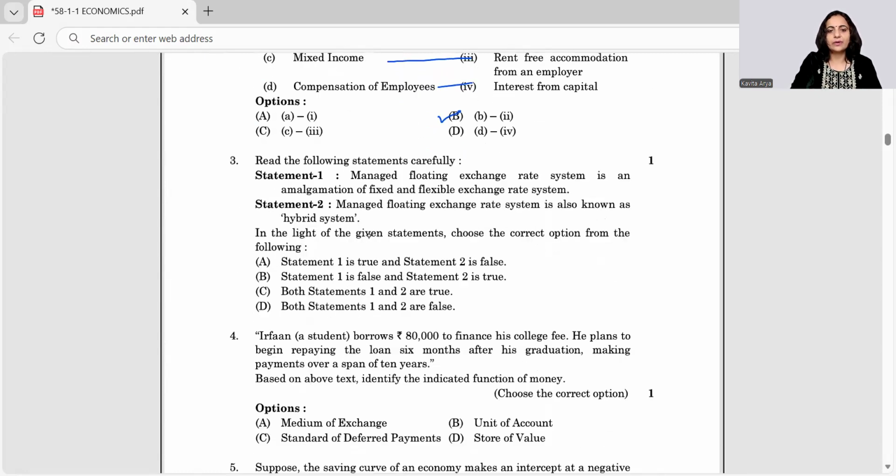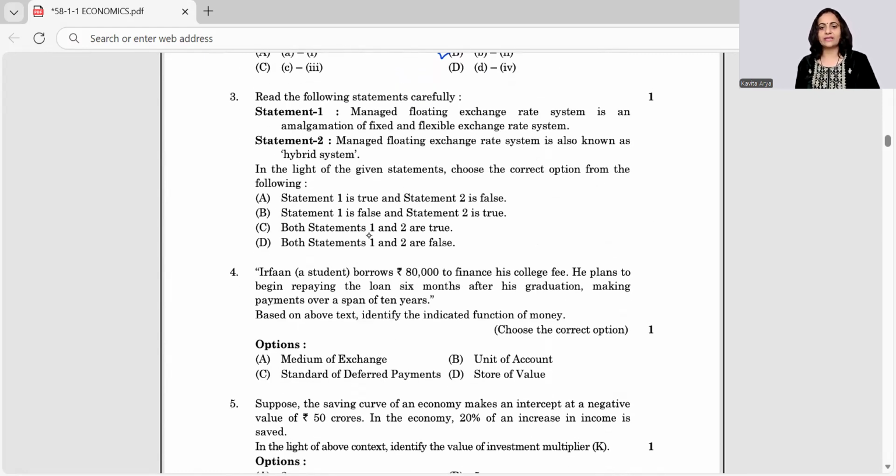Moving ahead, third question is, managed floating exchange rate system is an amalgamation, means the mixture of fixed as well as flexible exchange rate system. This is a true statement. Managed floating exchange rate system is also known as hybrid system. Yes, because it's a mix of two systems. It's called hybrid system. So this also is correct. This is correct and this is correct. Hence, the answer would be C part, right?